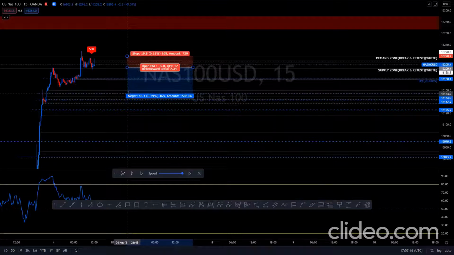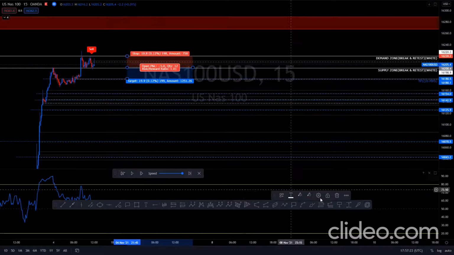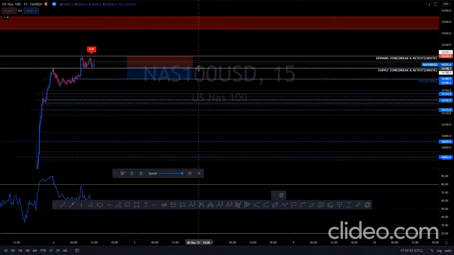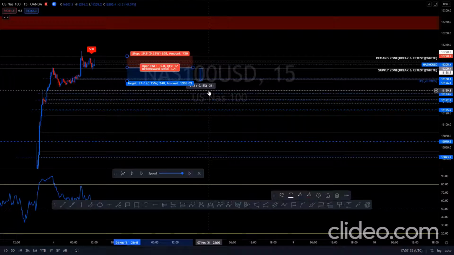And then ultimately, I think to myself that they're going to want to try to at least fill this imbalance. So I'll make this take profit 1. Now in NAS, this is probably at least almost 200 points. I'll probably just bring the 200 points down to here. But this is almost 200 points. So 200 points could be a $200 to a $250 profit in NAS. So then that's where I would actually set my take profit.